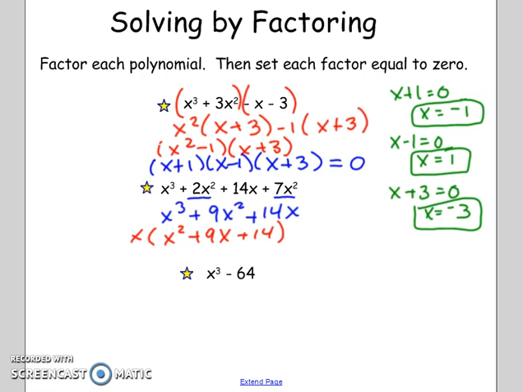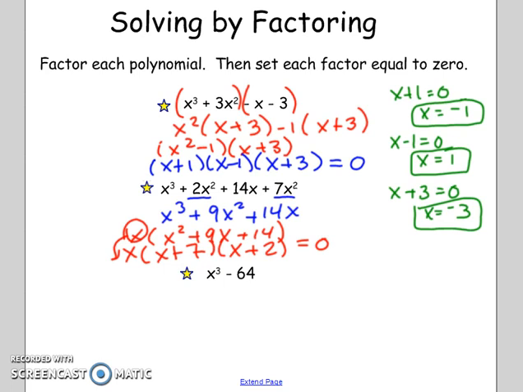It multiplies to 14 and adds to 9. We're going to use 7 and 2. So x plus 7, x plus 2. And now we're going to set it equal to 0. So we bring down the x that we had on the outside. It comes down, and it's part of our answer.